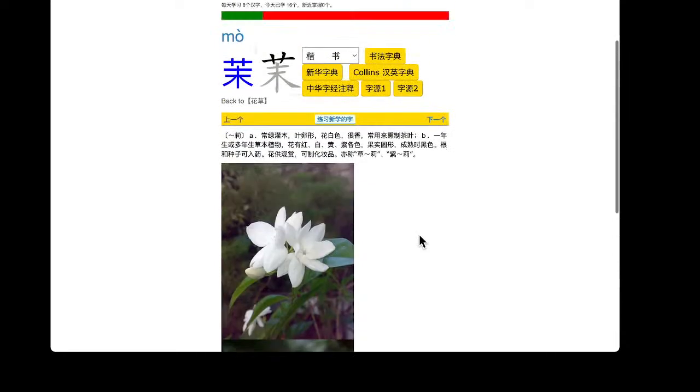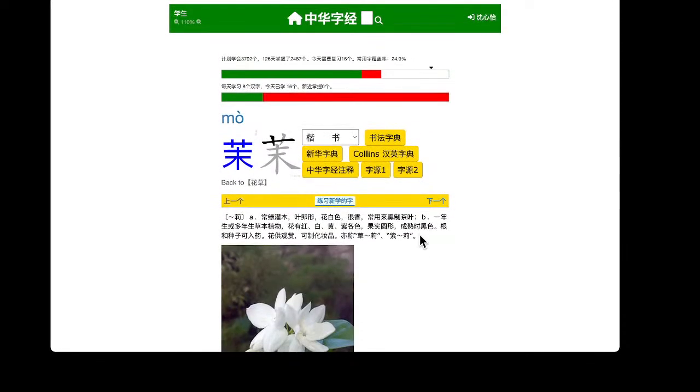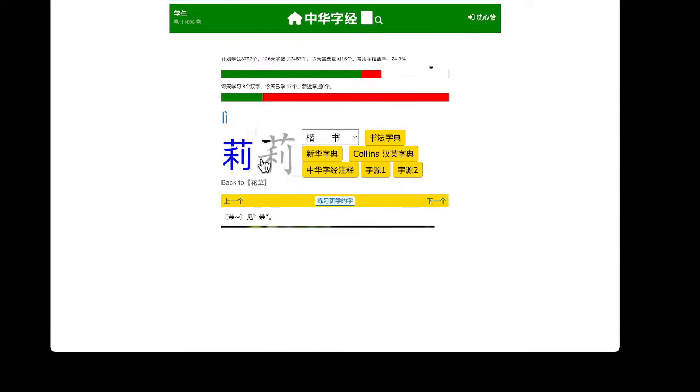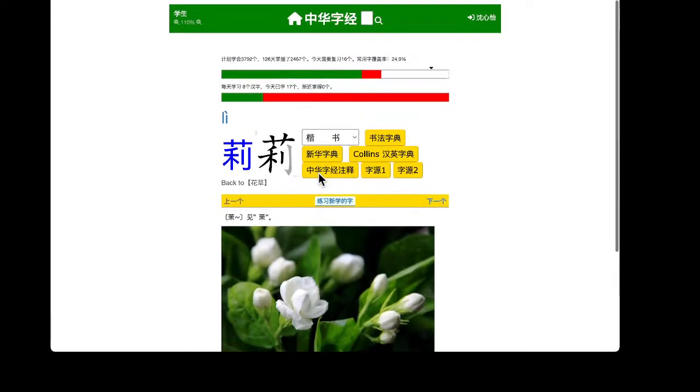So this is jasmine. You see, it says sambac jasmine. It has a very, very nice scent. 茉莉. And the next one is 栗. So 栗 is 茉莉. Here's another picture. These 2 characters, 茉莉, are only used for the name of this flower. There's no other meaning. Because this flower is really nice, it's very common to see these characters in girls' names. 茉莉.